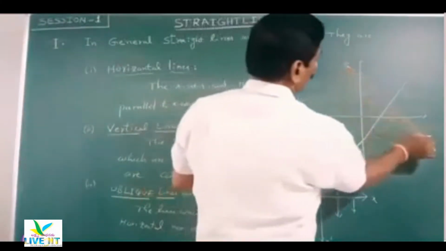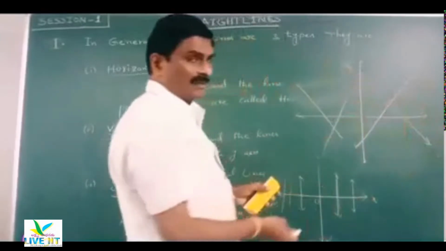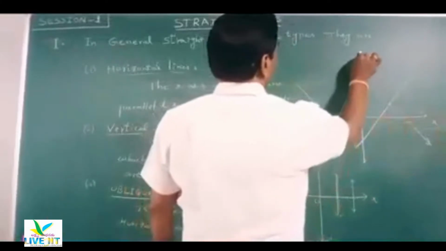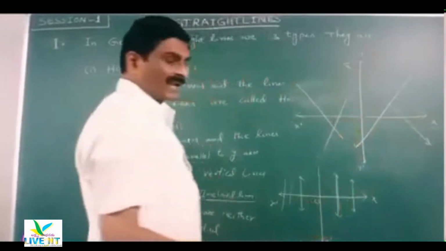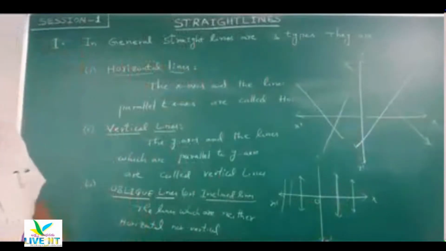Okay, please note this value. Oblique lines. This is one of the oblique lines. All of these are oblique lines. The lines which are neither horizontal nor vertical are said to be oblique lines. Okay.